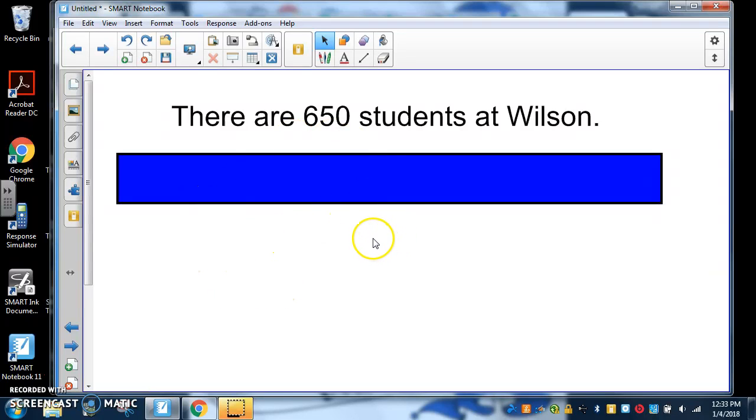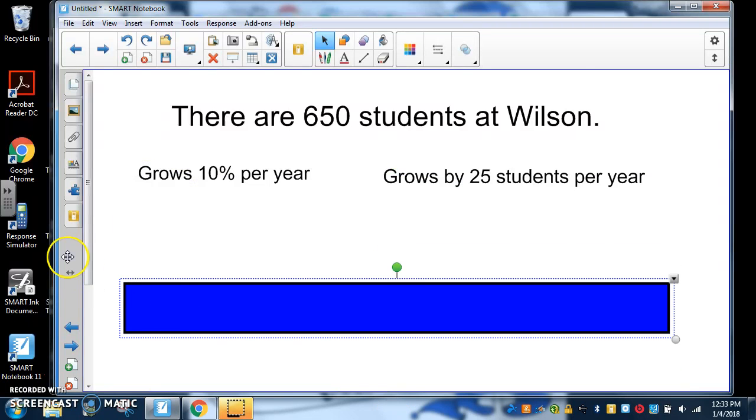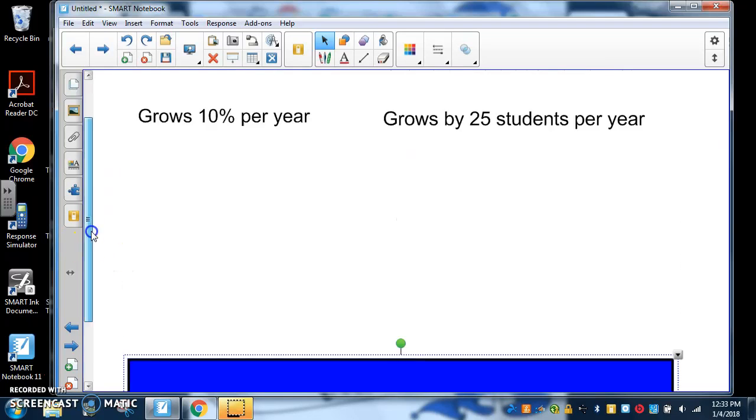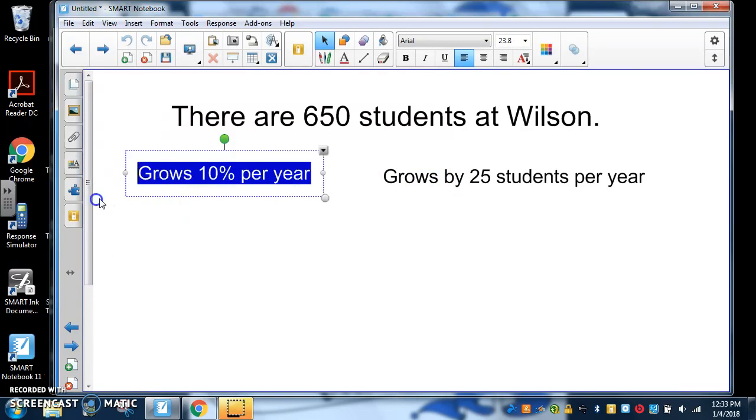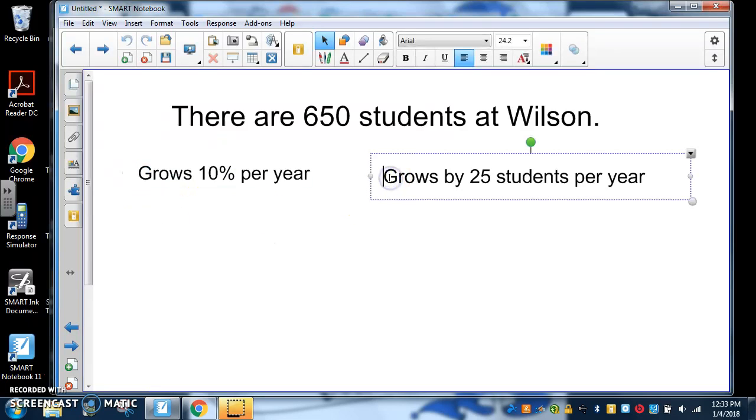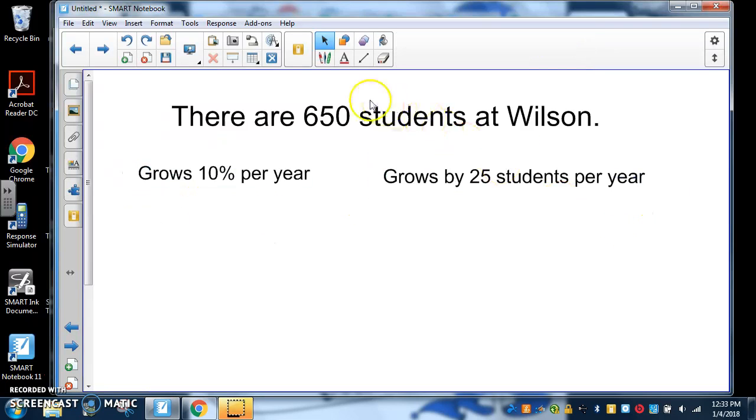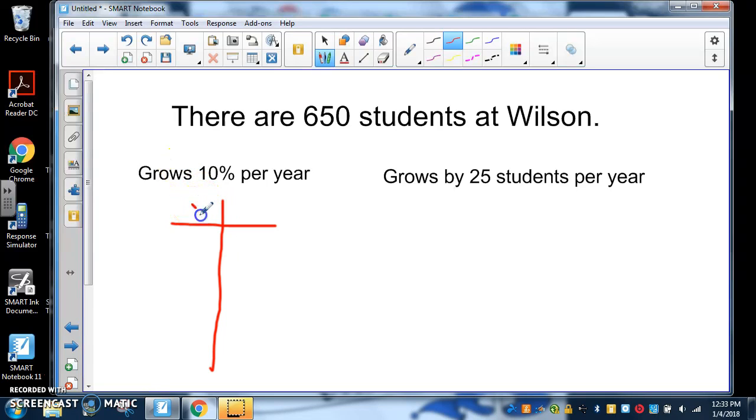I want to use an example, again, from our school. Let's talk about Wilson. Let's say there are 650 students at Wilson, and let's give two situations: one where we grow 10% per year, and the other where we grow by 25 students per year. Hopefully by now you're getting the handle of exponential versus linear. This is exponential, this is linear. I'm not going to talk about the equations.